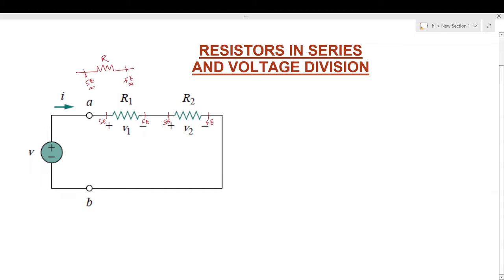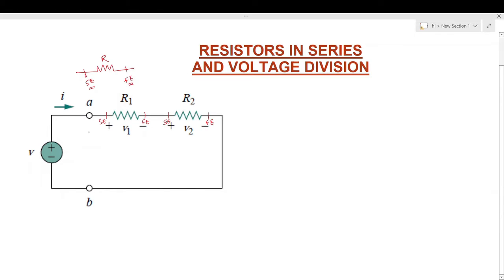In this series connection, the supply voltage positive terminal is connected to the R1 starting end and R1 finishing end is connected with the R2 starting end, and finally the R2 finishing end is connected back to the supply voltage negative terminal here. So this type of connection can be called a series connection.